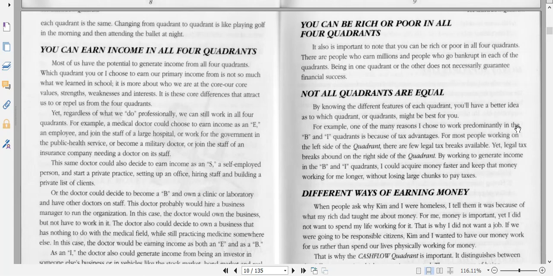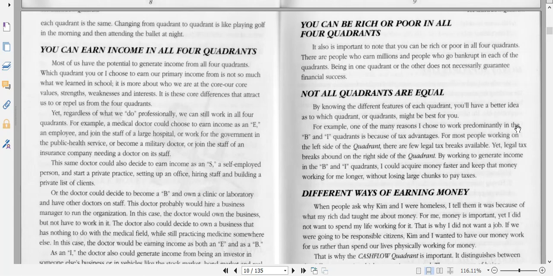Which quadrant you and I choose to earn our primary income from is not so much about what we learned in school. It is more about what we are at the core: values, strengths, weaknesses, and interests. It is these core differences that attract us to and or repel us from the four quadrants. Yes, regardless of what we do professionally, we can still work in all four quadrants.